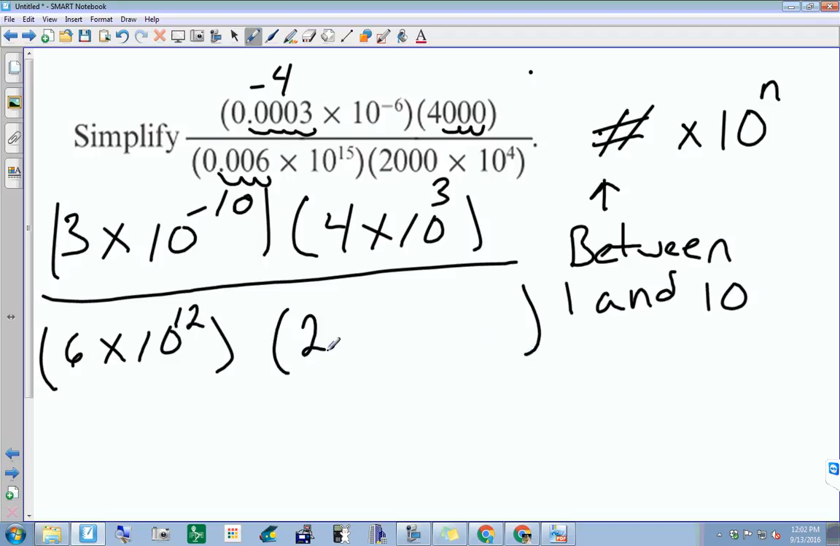Here it's 2 times 10 to the, how many do I got to move it here? 1, 2, 3. Sorry, 3. You're on the right track. So that's going to be 10 to the what? Plus the 4 that was already there. 7. Okay.